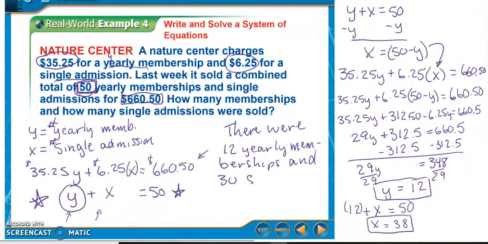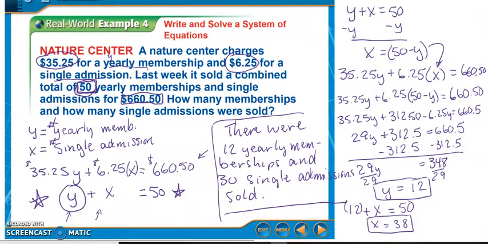30 single admissions, admissions sold. Okay, and then put a nice little box around it.